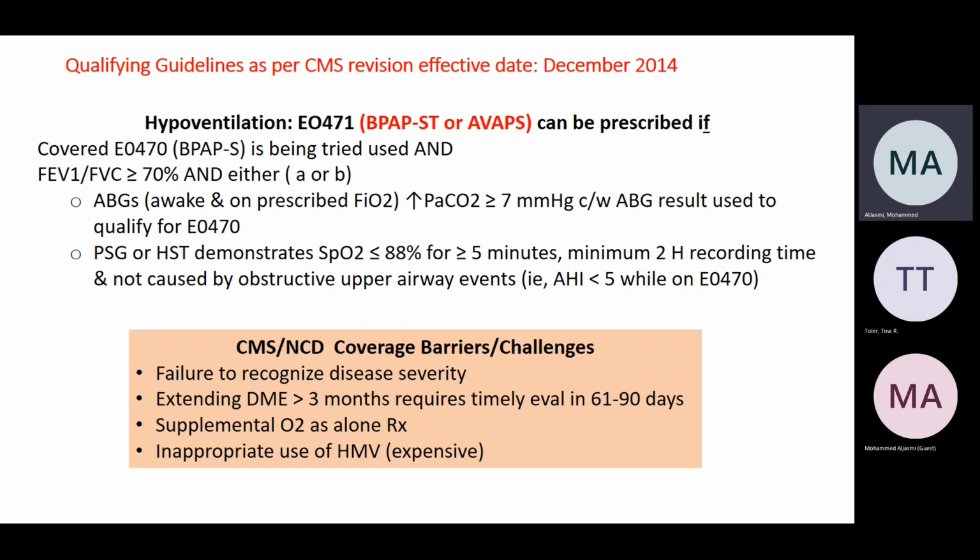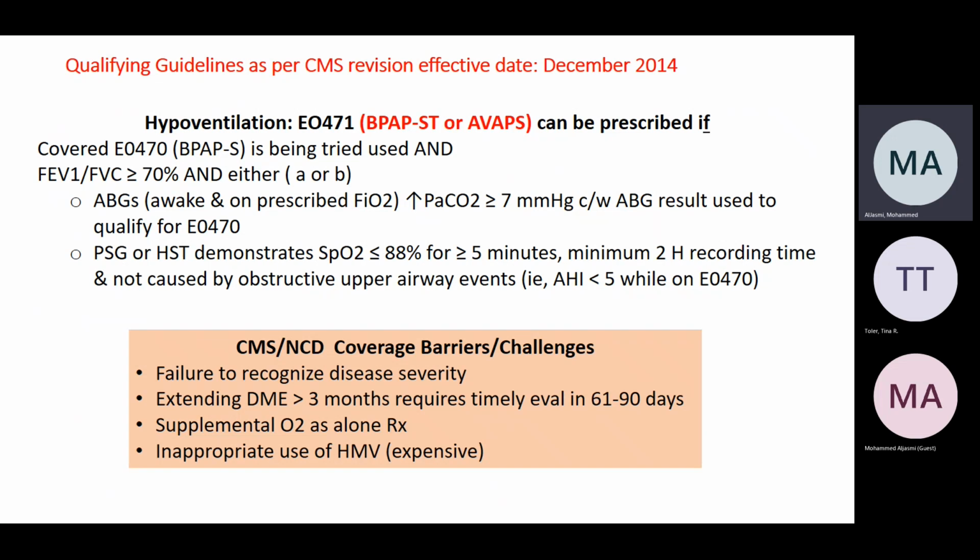So these are very stringent criteria to meet. And if you want to provide them with AVAPs or BiPAP-ST, which is not a home vent, by the way, we go directly to the home vent and I will show you. But if you want to provide them with an AVAPS or BiPAP-ST device, which is something that they label as E0471, that's in the national coverage determination, the CMS guidelines.